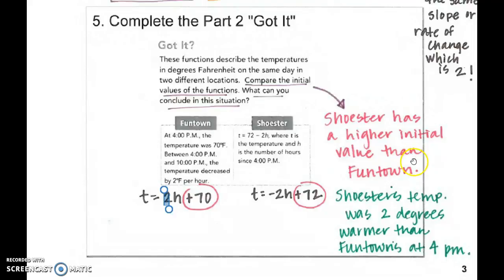Schuster has the initial value higher than Funtown's because it's at 72 degrees and Funtown is over here starting at 70. So Schuster has a higher initial value. Now compare this. What can we conclude about the situation? Well, Schuster's starting out a little bit above it, but at the same time, their rate of change is both 2 degrees.